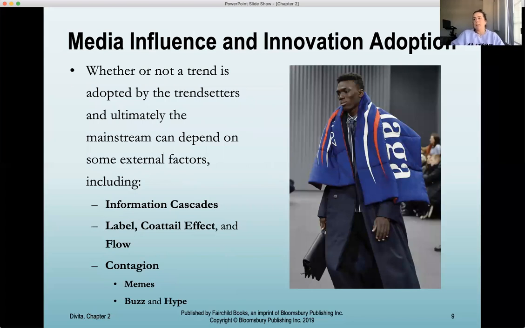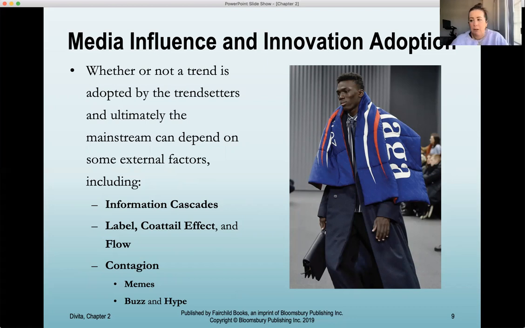Okay, let's talk about media influence and innovation adoption. Okay, whether or not it's a trend and it's adopted by the trendsetters, and ultimately the mainstream can depend on some external factors. Okay, so whether or not the trend is being adopted, either by trendsetters or the mainstream, some of this can depend on external factors, including information cascades. So how we receive the information on these trends.